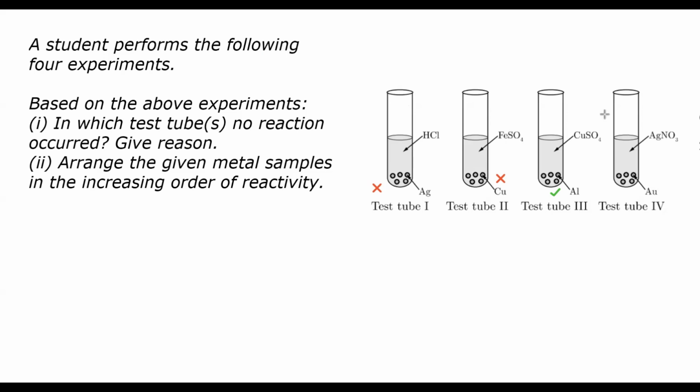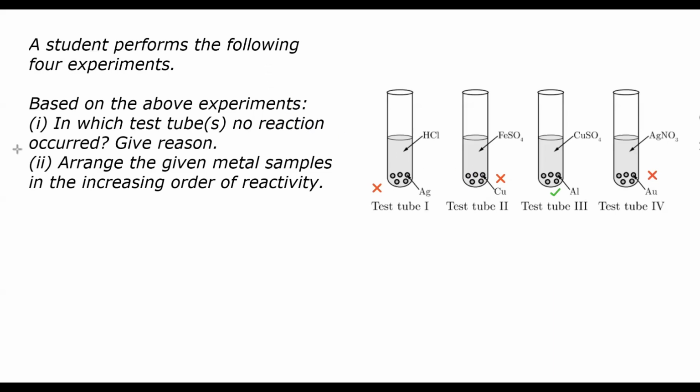Look at the last one. Here, Au, that is gold, is dissolved in silver nitrate solution. You know that Au, gold, is less reactive, below silver in the activity series. So again, this reaction will not take place. And I told you the reason in each case.